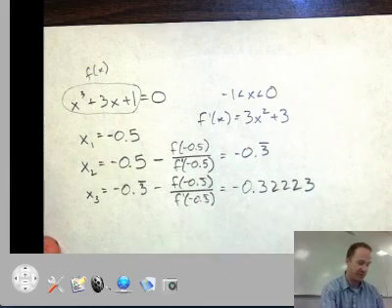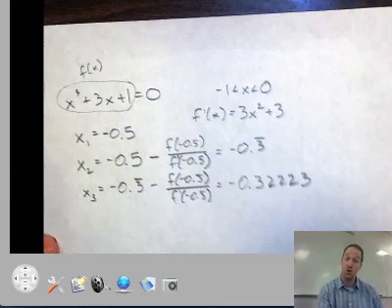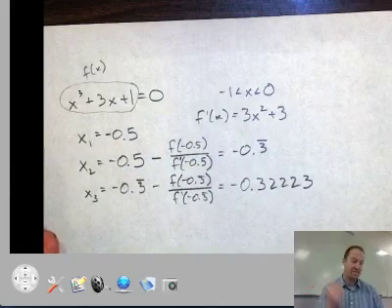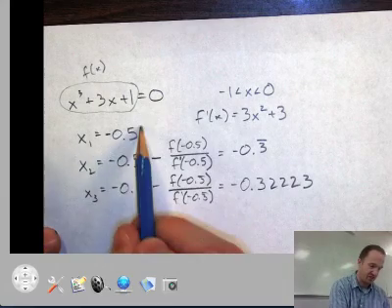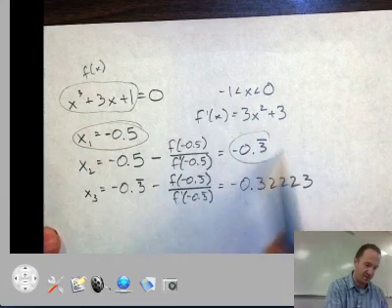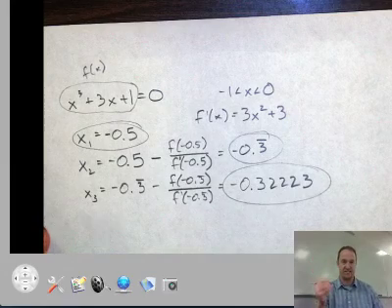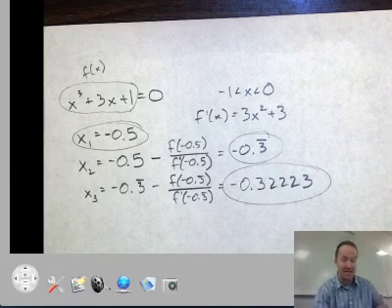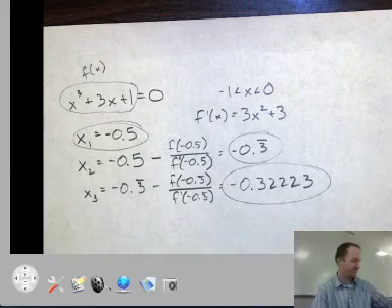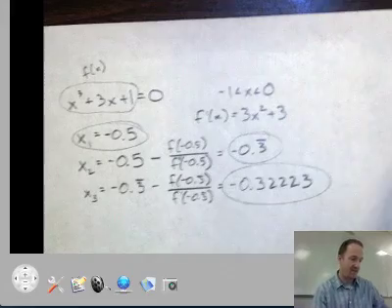Now, do you have to write all this stuff out? No. What I do expect to see is this number and this number and this number, your successive guesses. And I'll show you a real easy way in your calculator how to get that.